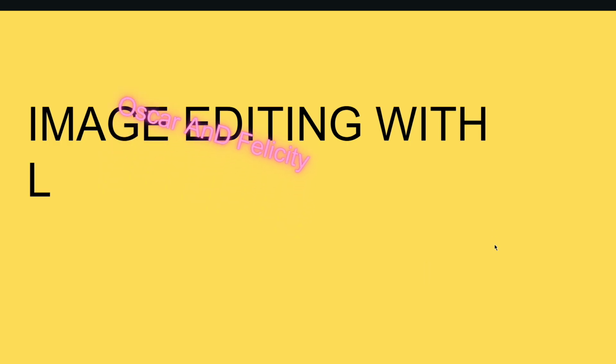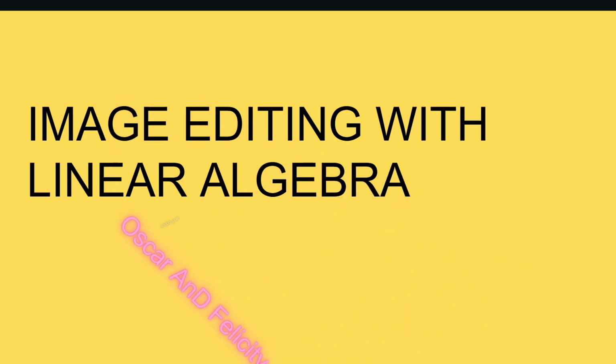This is image editing with linear algebra, using it to apply filters and add other effects to images. What's your name? I'm Felicity. And I'm Oscar. In this presentation, we'll be using matrices to apply basic filters and use kernels to blur and sharpen images.